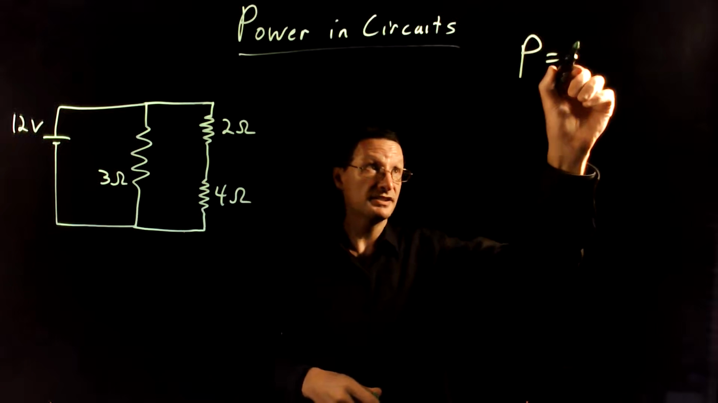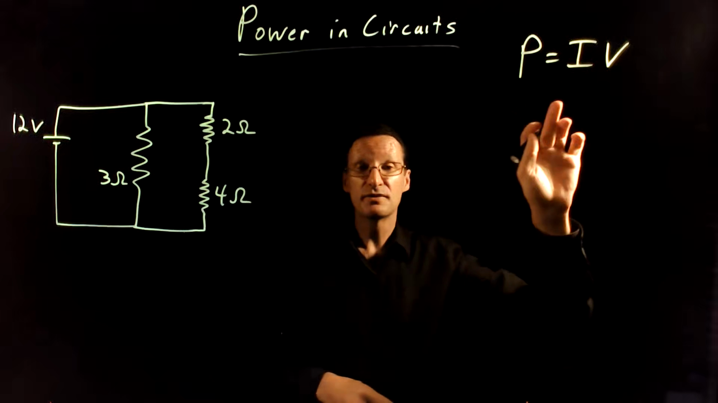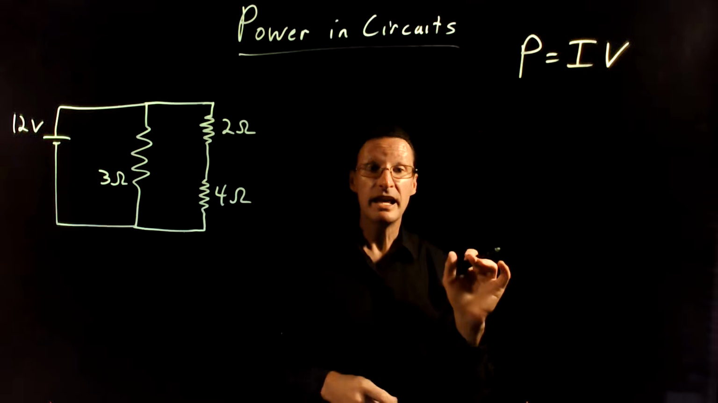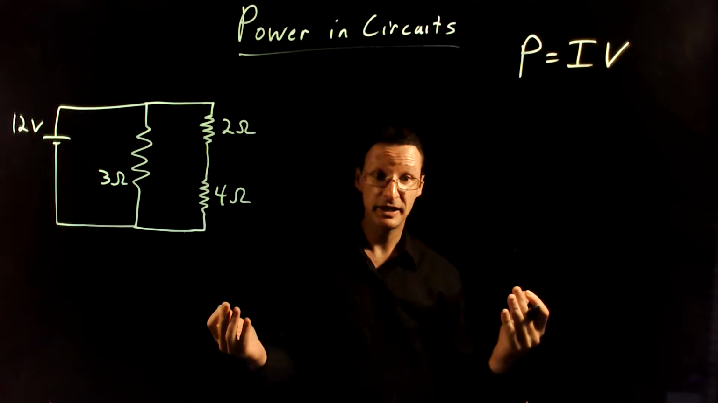Power in circuits is the product of current and voltage. This is always true for every circuit element. It comes from the basic definition of what power is and energy transformation.